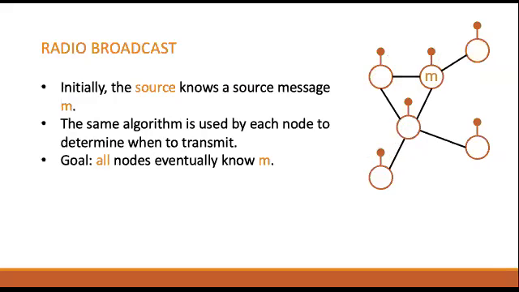In the radio broadcast problem, the network contains one node called the source that knows the message M, and the goal is to ensure that all nodes eventually know M. The same algorithm is used by each node to determine when it should transmit. This can depend on the history of the node. For example, if the node has not yet received M, it should not transmit.